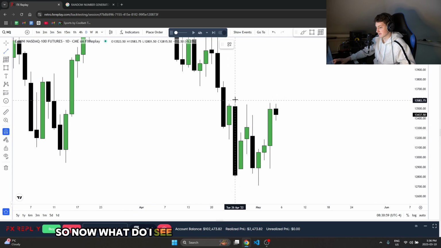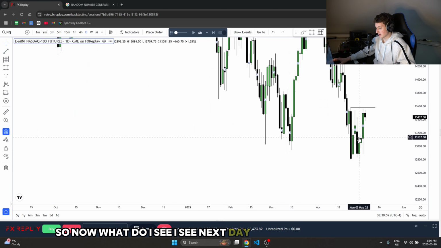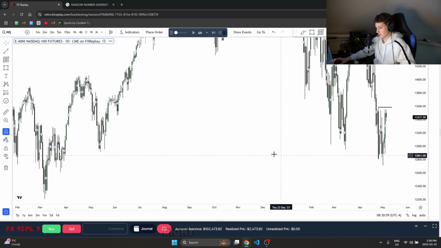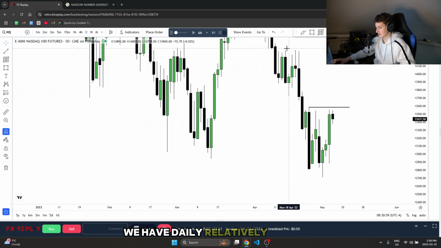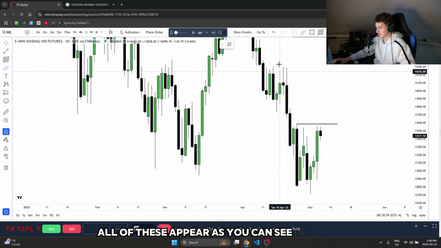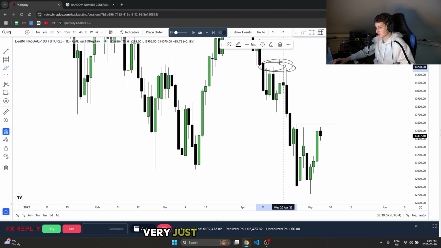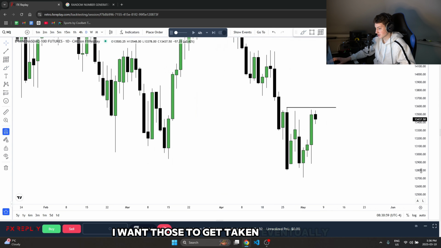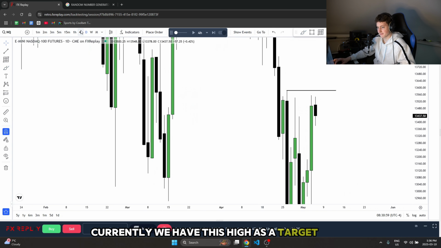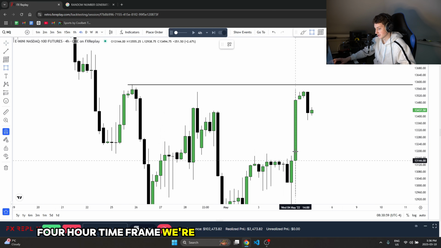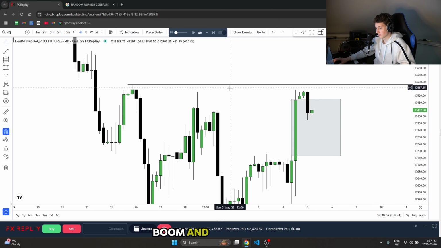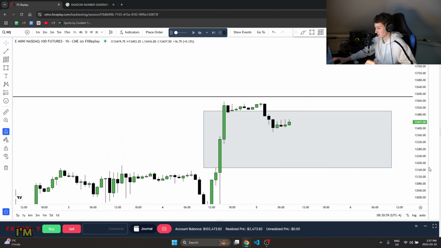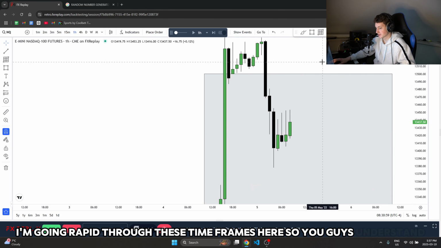So now what do I see? I see next day on the daily time frame, right? We ended up getting that bullish move as I expected. We have daily relative equal highs, all of these up here, as you can see, in a very, very small area there. I want those to get taken eventually. Currently we have this high as a target, okay? 4-hour time frame. We're inside of a 4-hour fair value gap. That's all we need to know, boom, and we're bullish. Simple as that. I'm going rapid through these time frames here so you guys understand.